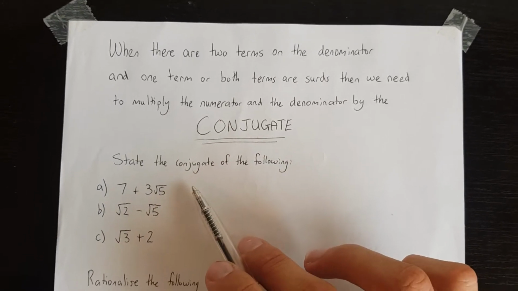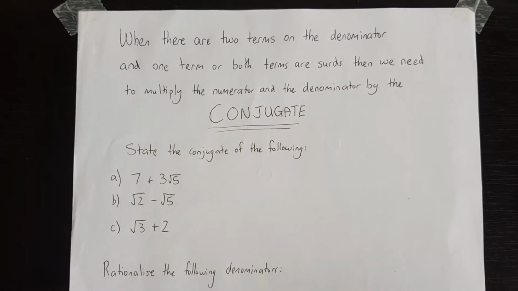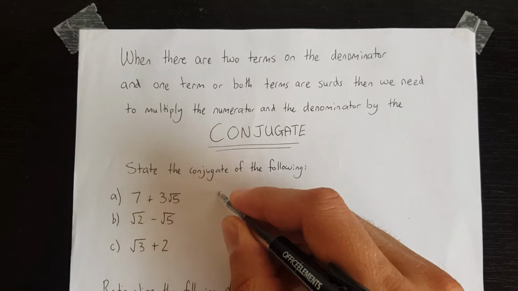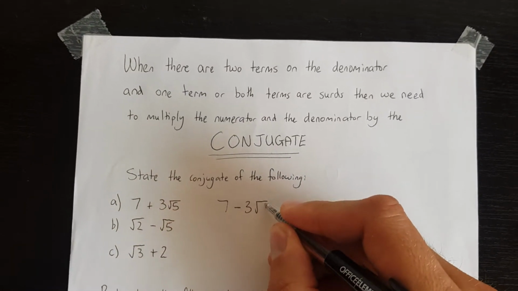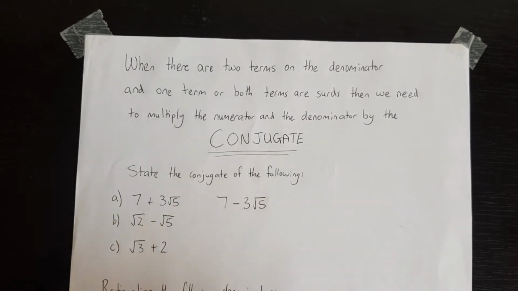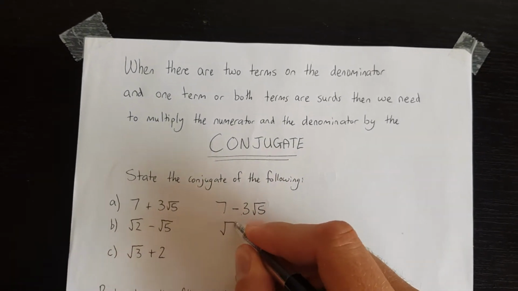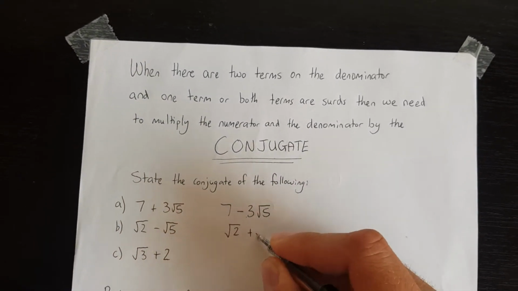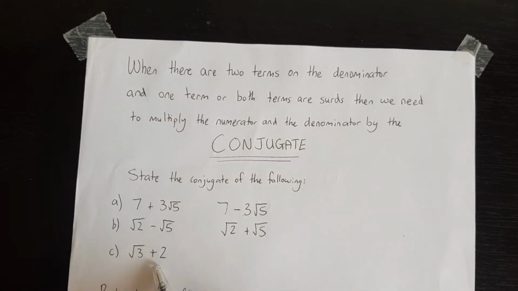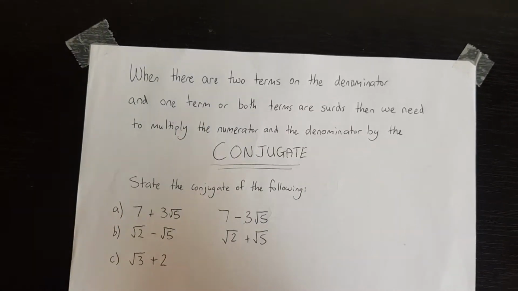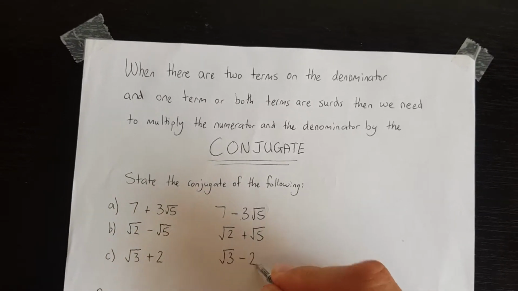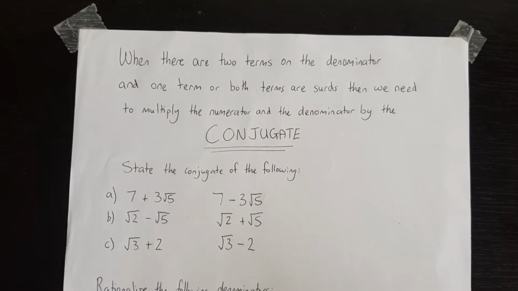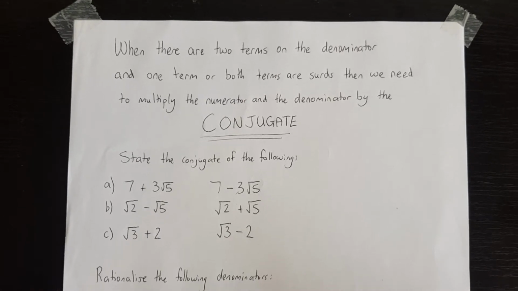So what is the conjugate? State the conjugate of the following. It's the exact same expression, guys, but we need to change the sign in between the terms. Plus becomes a minus. Square root of 2 plus square root of 5. And yep, that plus, you guessed it, is going to become a minus. So square root 3 minus 2. Okay, that's what the conjugate is of those expressions.